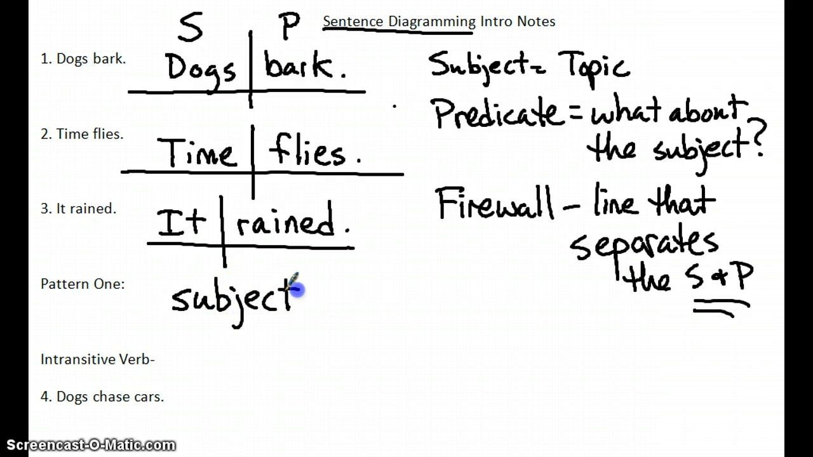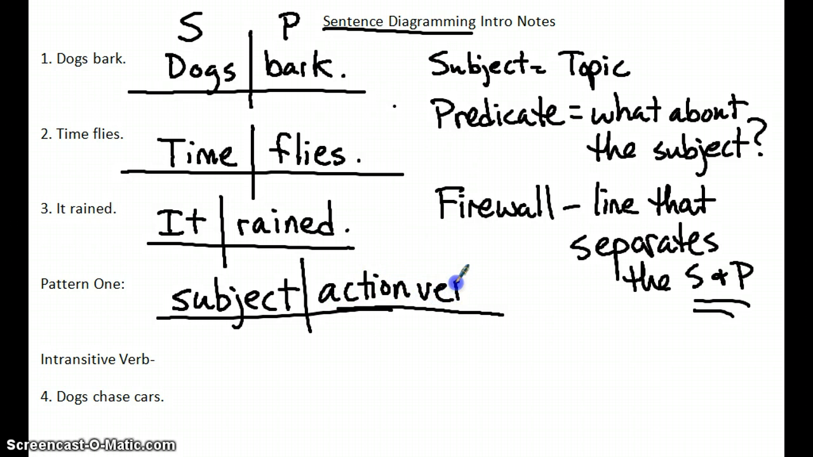This is the first basic pattern that you need to know in sentence diagramming. It is simply subject, firewall, and we're going to write action. Okay? Now, if you take a look at all these examples, barked, flies, rained, they're all actions. And these are certain kinds of actions. We're going to talk about what they are. They're called intransitive verbs.